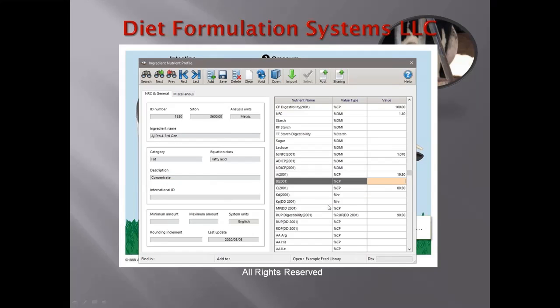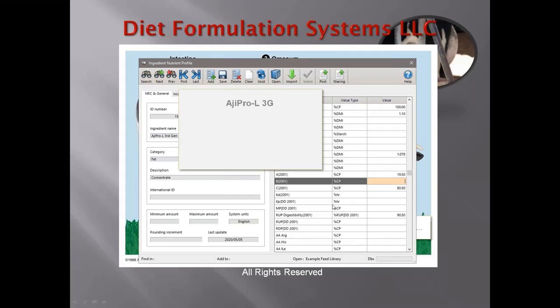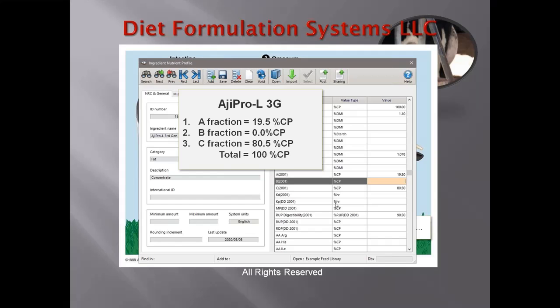Let's move on to a protected amino acid. This is Agipro-L. We're going to go through the same thing with Agipro-L. Agipro-L is set up with an A fraction of 19.5% crude protein. But look at this. There's no B fraction, 0 B fraction. That tells us right away that the balance of the protein is considered to pass through the rumen without degradation, and that's 80.5%, and there's our 100% of crude protein.